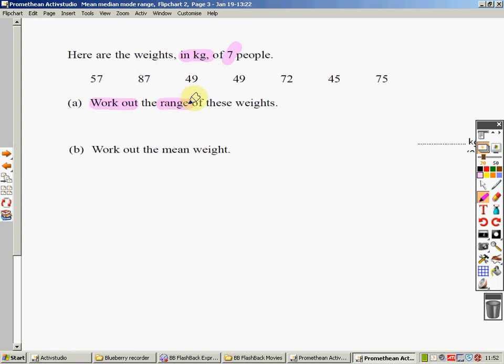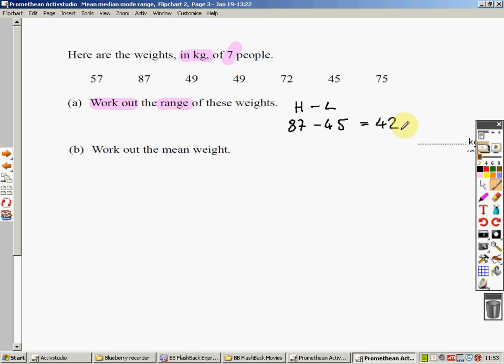Now the range is going to be the highest, subtract the lowest, H minus L. So in this case, looking at that data there quickly, the highest value I've got is 87. Yes, I'm sure of that. I always double check. The lowest value I have there is 45. So it's 87 minus 45, 42. The range is 42.